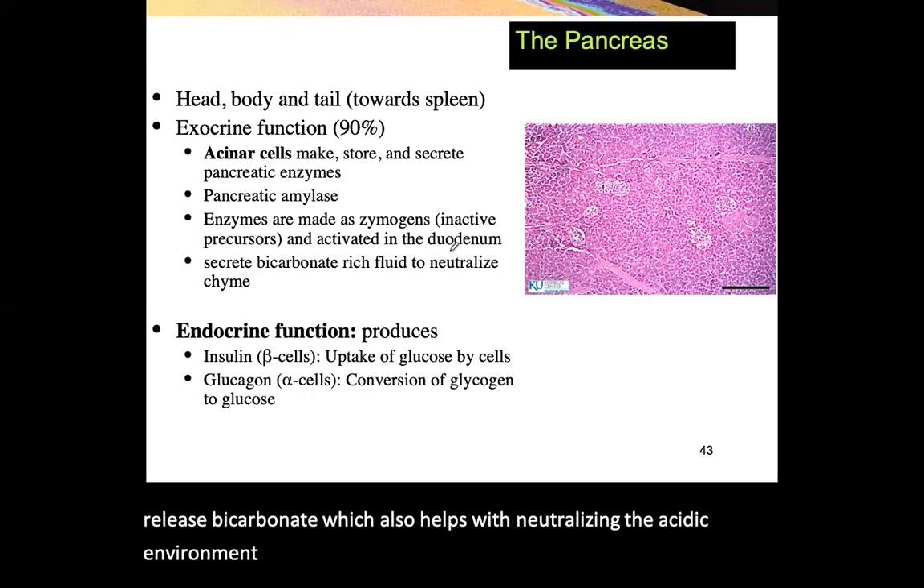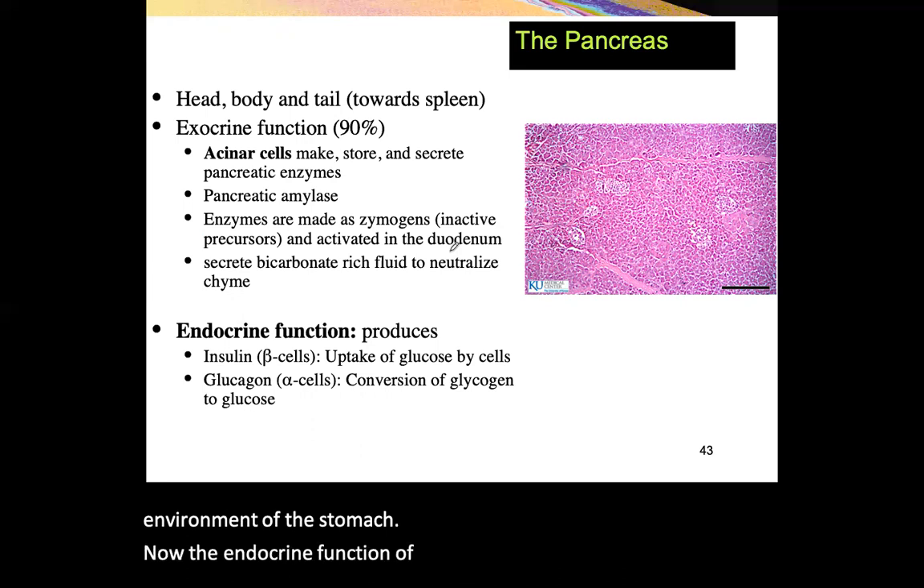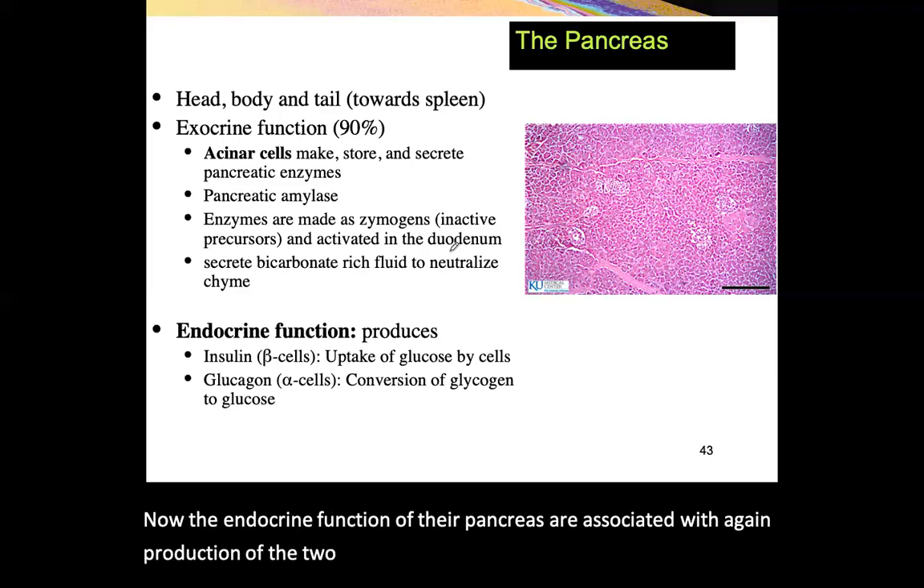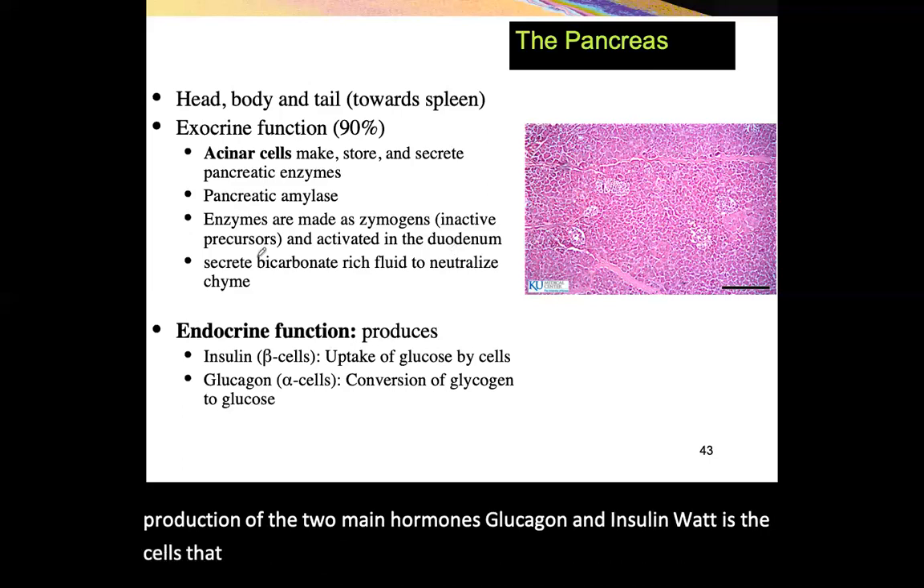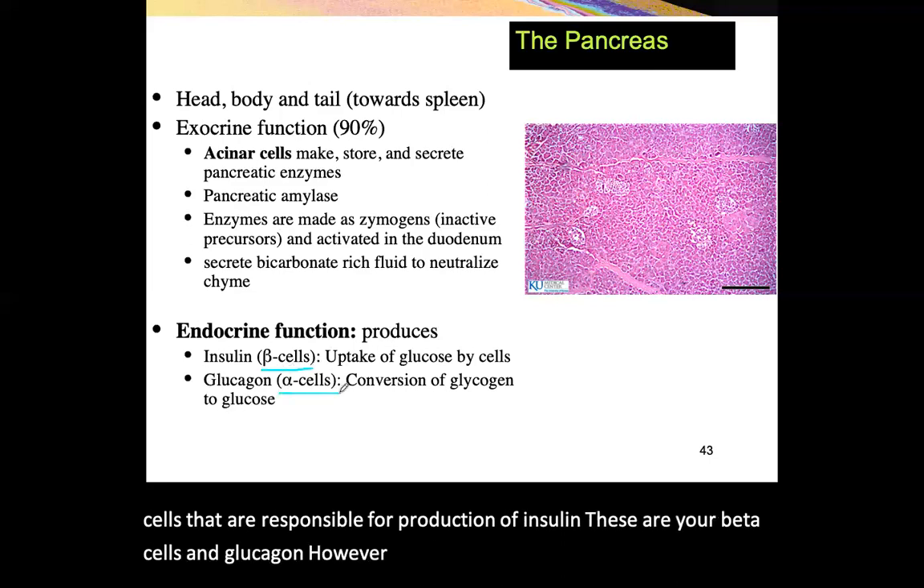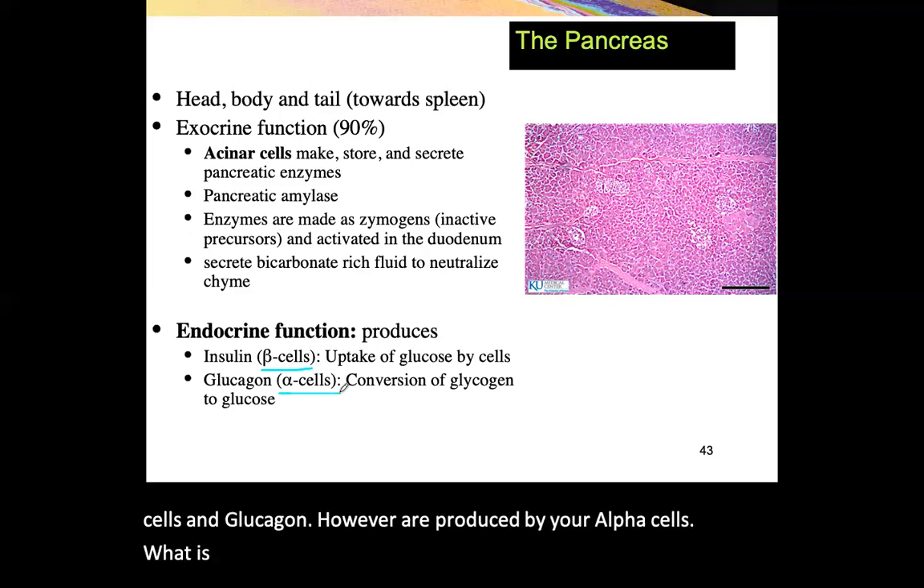Now, the endocrine function of the pancreas is associated with, again, production of the two main hormones, glucagon and insulin. What are the cells responsible for production of insulin? These are your beta cells. And glucagon, however, is produced by your alpha cells. What is the difference between these two hormones?